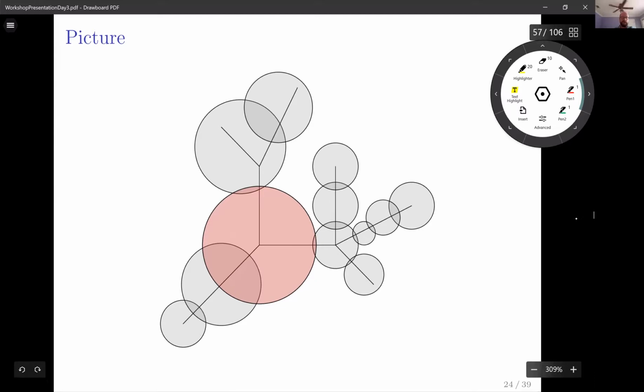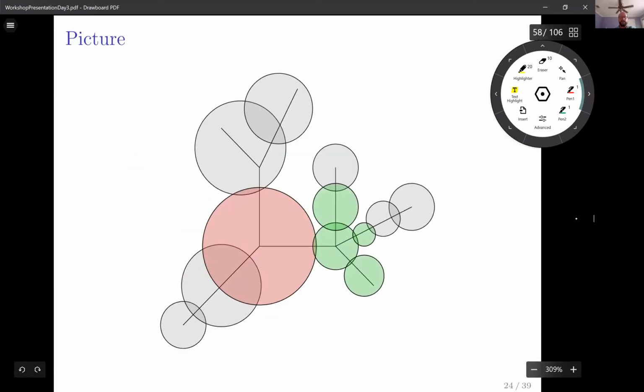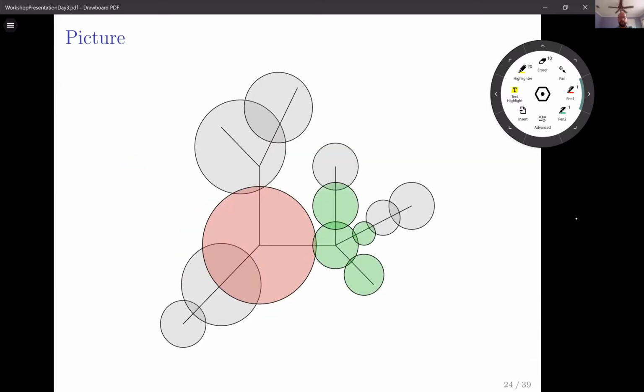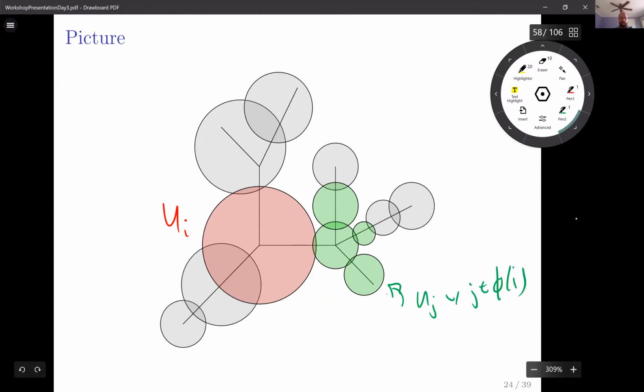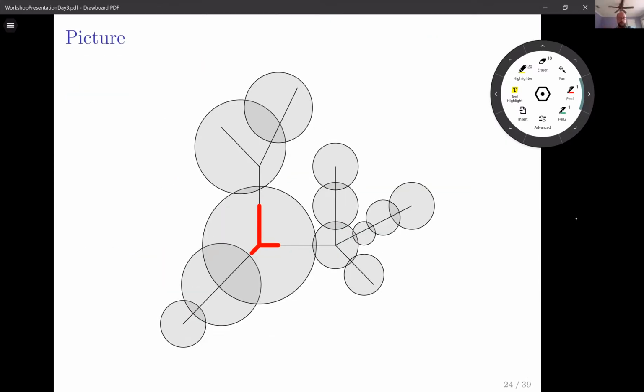If I focus on this one right here, let's call this one UI. Maybe that one maps into these ones. And so this right here is UI, and this is all of the UJ with J in phi of I. So this red thing here, it maps into something like this. Who knows, but it does something like that. All right, so the idea here is that we take a tree in our core, so this is SI.